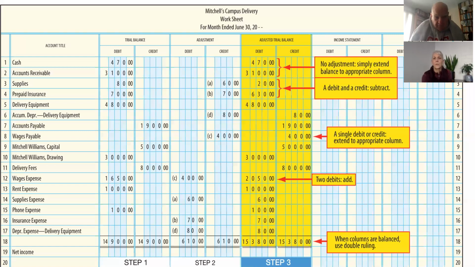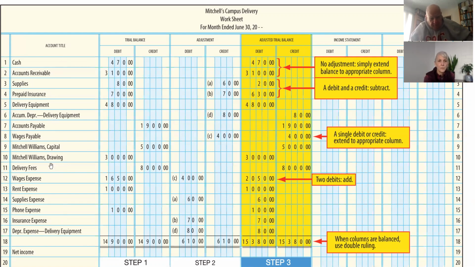Okay. Capital, drawing. Well, you don't have any adjustments there. And then you have your revenues, delivery fees, and then the expenses. You notice, of course, that it goes in the proper order: the accounting equation, assets, liabilities, equity, revenue, expenses, okay?